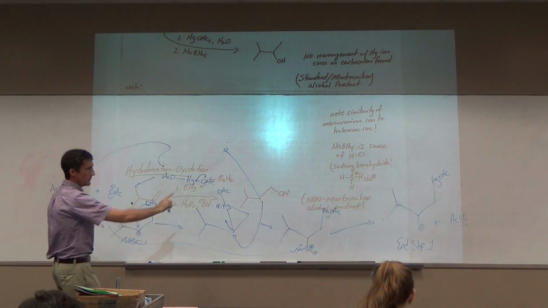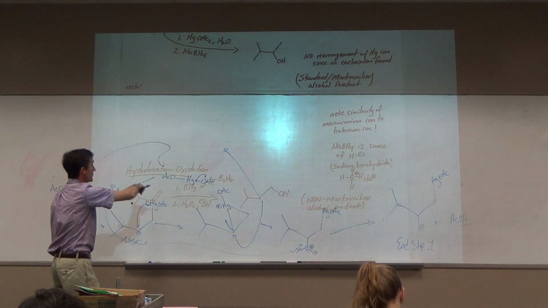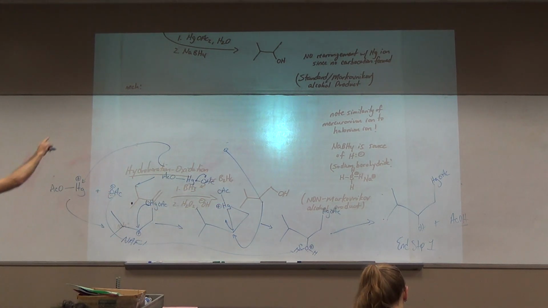We'll pick up here. All we need to do is remove the mercury. What do we need to do? How are we going to do it? How are we going to get to our final product?